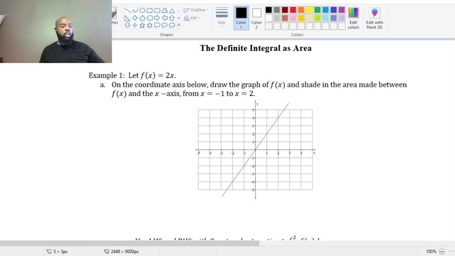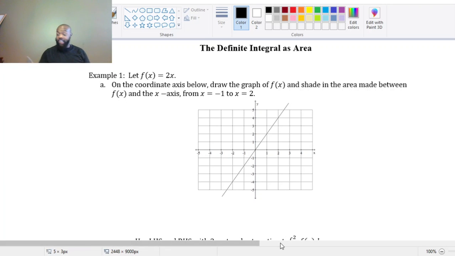In this video, we're going to talk about the definite integral as area. And so we're going to start with this example here. It says, let f of x equals 2x. On the coordinate axis below, draw the graph of f of x and shade in the area made between f of x and the x-axis from x equals -1 to x equals 2.